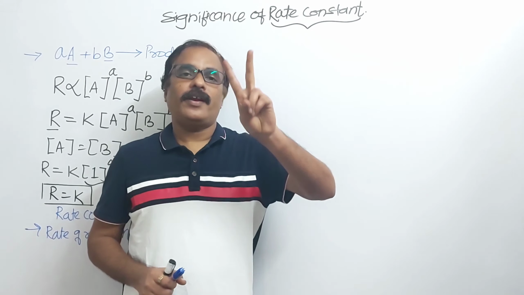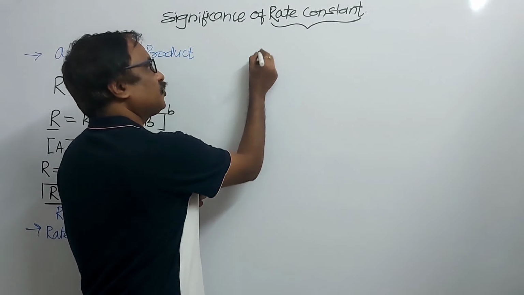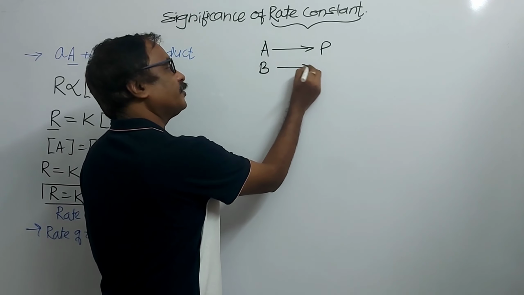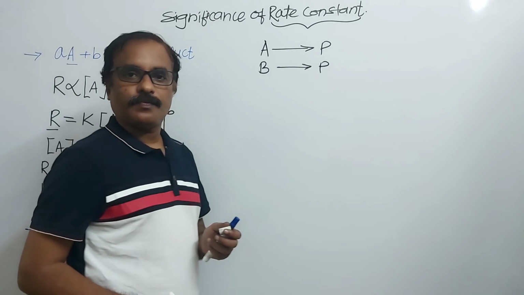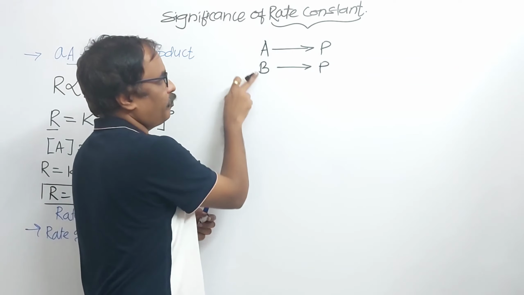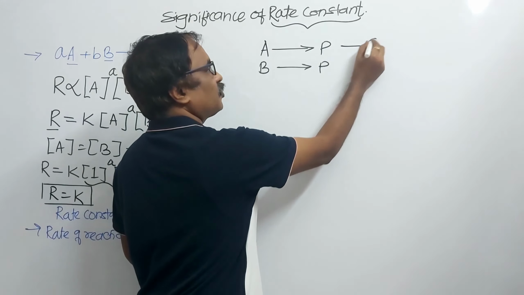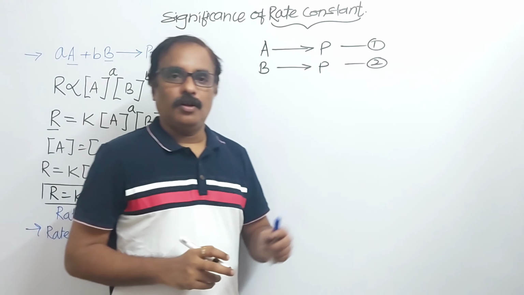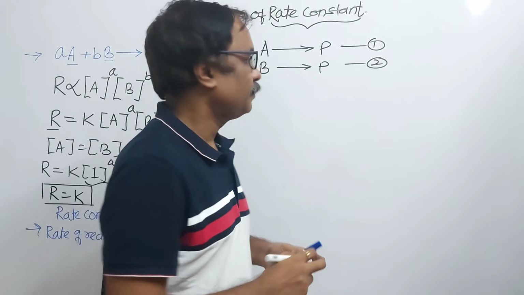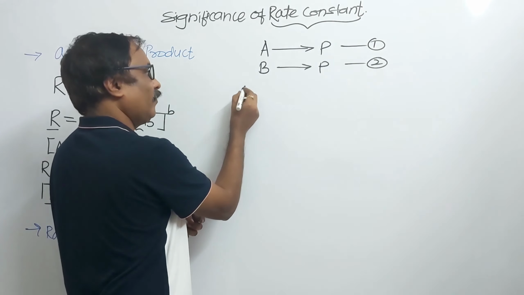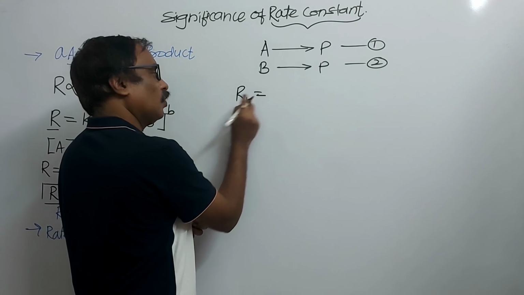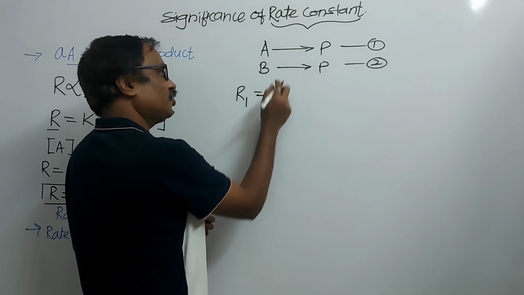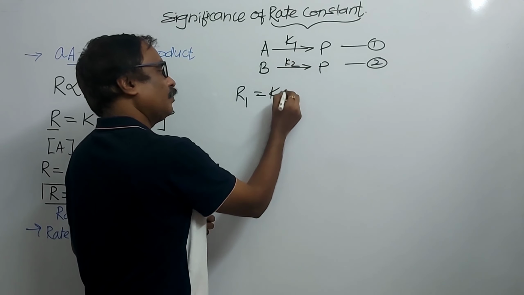Now I will take two different reactions. Suppose the reactions A to product and B to product. Here A is the reactant, and B is the reactant for the second reaction. Here it is the first and here it is the second. Write a rate law for these two equations. What is the rate law for equation number 1? It will be R1, the rate of reaction in case of the first reaction. R1 is equal to K1, the rate constant for the first, and here it is K2.